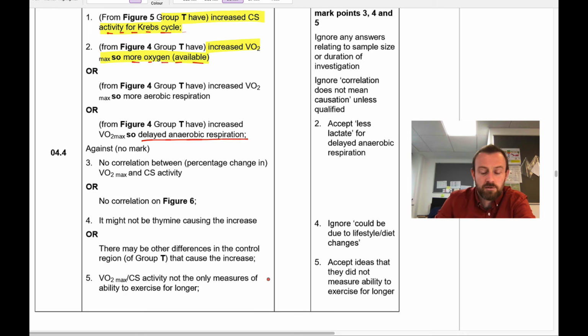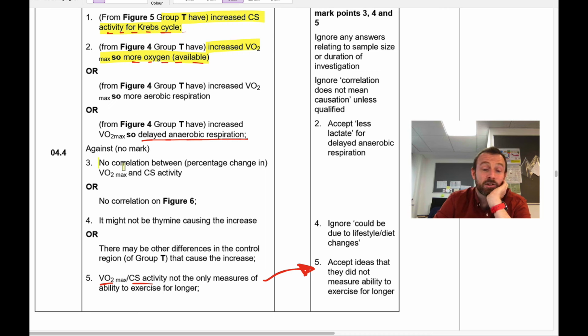Okay, so 5, this is what I was talking about for 5. Accept the idea that they did not measure the ability to exercise for longer. We didn't actually record that. We just recorded this and this. There was no actual quantifying measure of the time until exhaustion. What else did I miss?